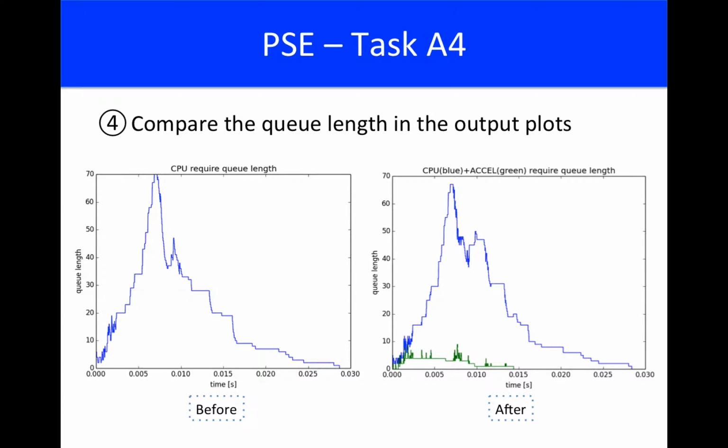Here we can see the queue lengths before and after adding the accelerator. The addition of the accelerator slightly reduced the queue length of the processor. Again, the accelerator can be seen in green color in the after graph.